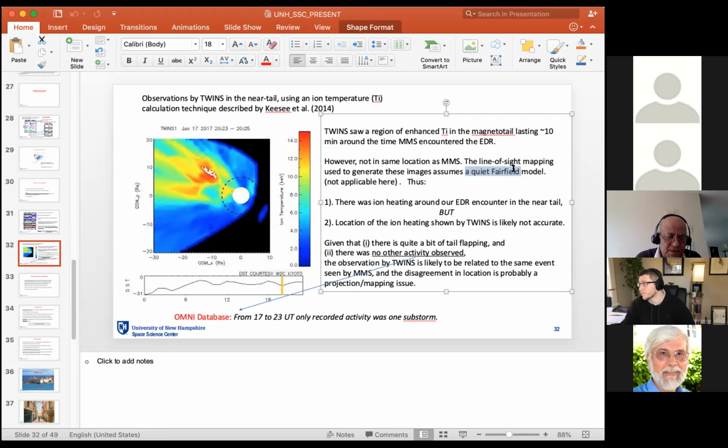Right, but maybe something like a TSO4, or if somebody's done a global MHD run of the simulation, use that field as your model. That might be worth looking into. Thanks for the idea.